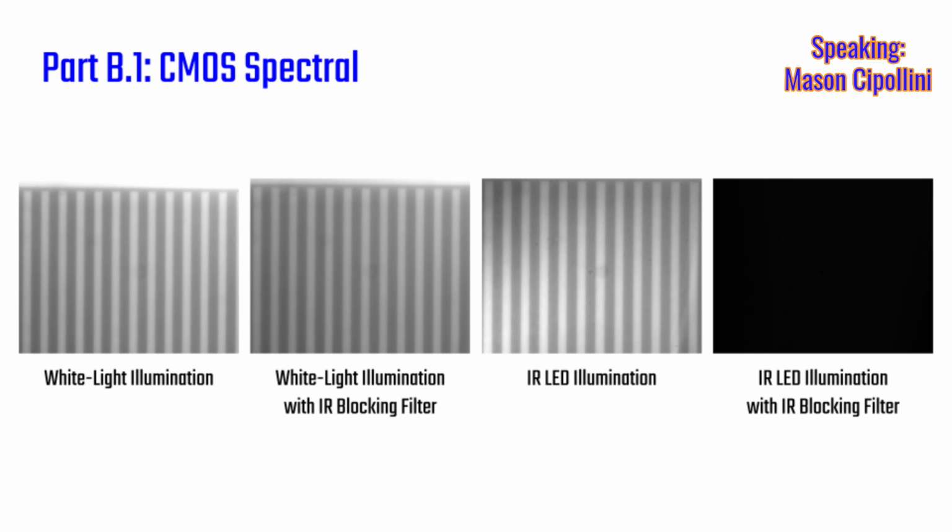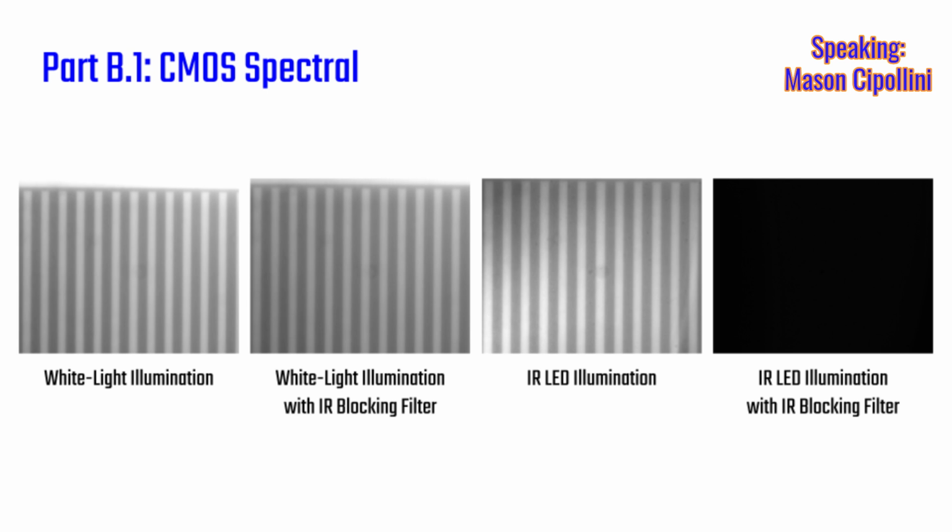For Part B1, we looked at the CMOS spectral response to visible and IR light. To do this, we first looked through the IR filter around the room and saw no visible change, which was expected. Then, a line card was mounted on a rail with a lens and camera, the card was illuminated with a lamp, and the camera was focused onto the lines using the ThorLabs software.